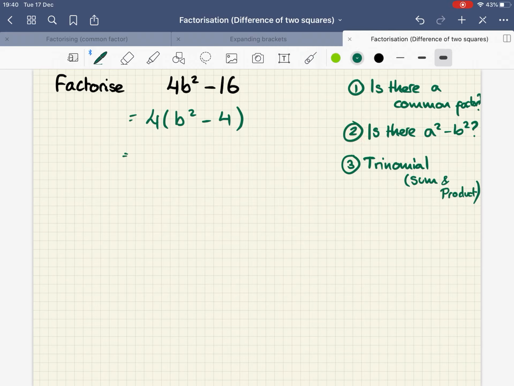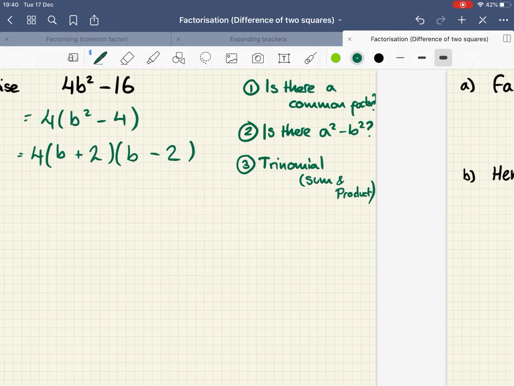So 4 is just going to sit at the front by itself. Square root of b squared is b. Square root of 4 is 2. And that's that question fully factorised.